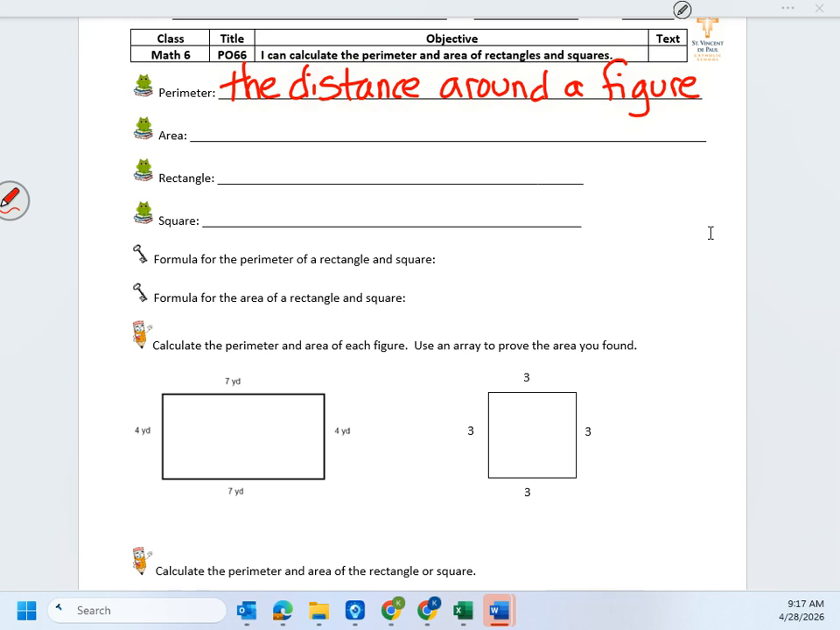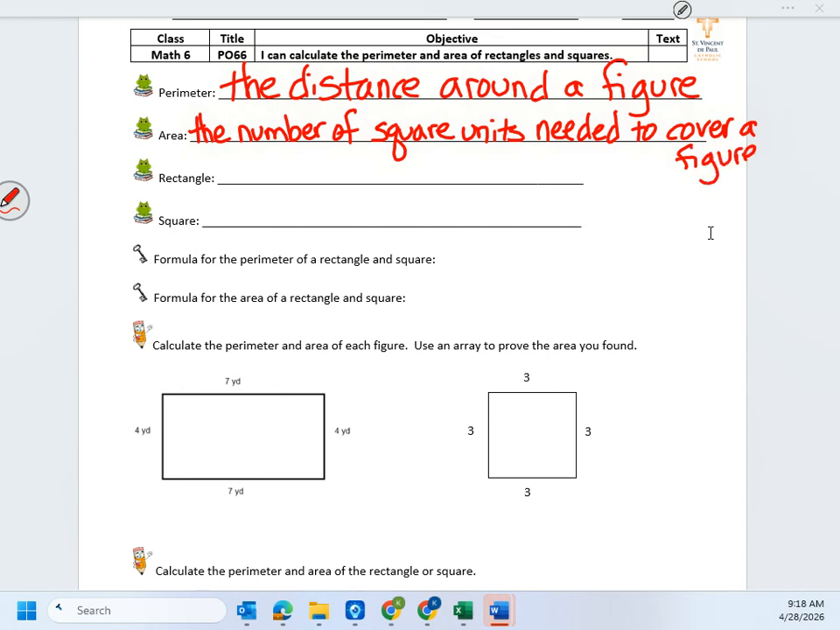Now the area is the number of square units needed to cover a figure. I like to think of this as the grass that's in my yard. How much grass covers the inside of the yard. So the perimeter is the fence going around. The area is all the grass inside that fence.